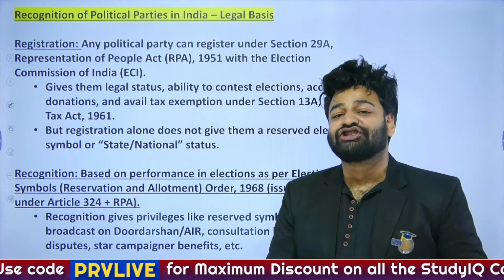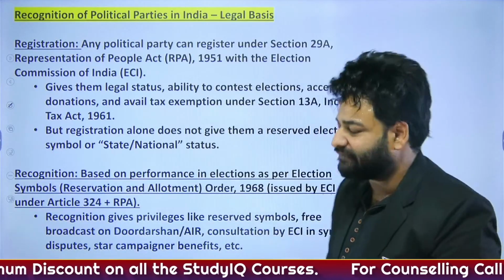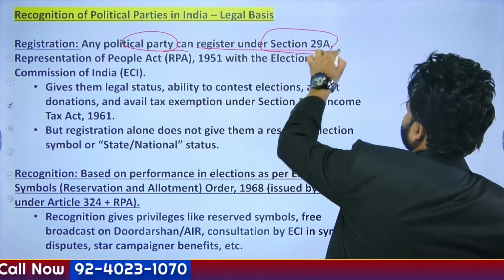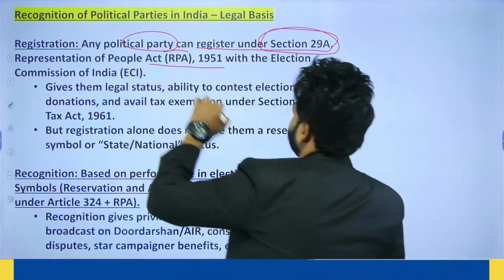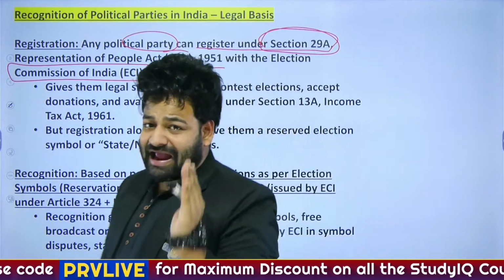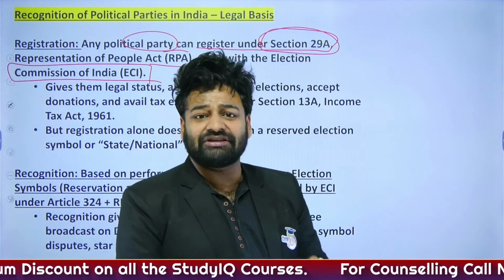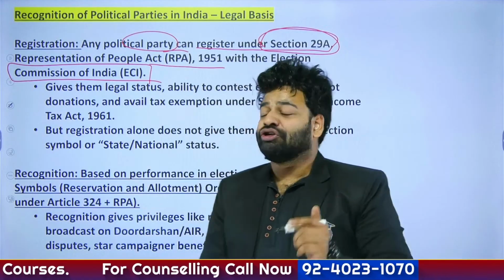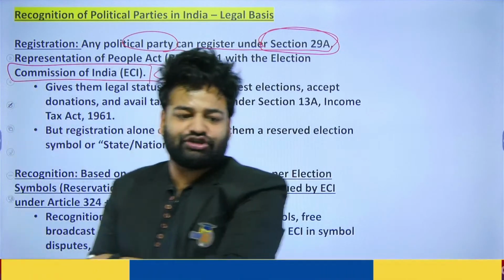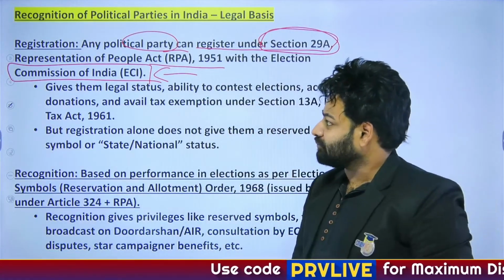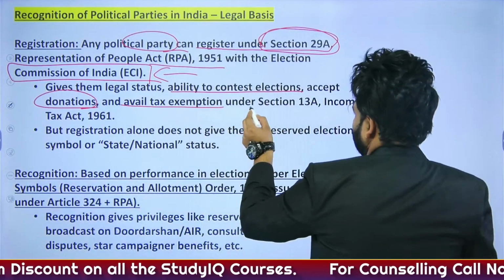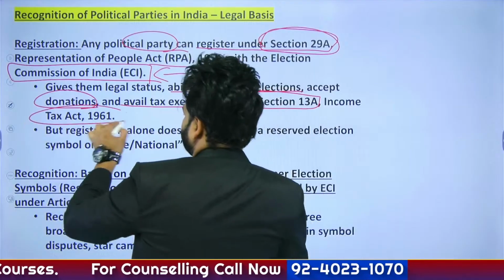So let's talk about the recognition procedure, how they are recognized as a state level or national level party. If we talk about registration, any political party can register under Section 29A of the RPA of 1951 with the Election Commission of India. So guys, please make the facts quite clear that any registered political party needs to be recognized, whether at the state level or the national level, through the Election Commission of India. And what is the statute that governs this? The Representation of People's Act of 1951. This gives them legal status, the ability to contest elections, accept donations and avail tax exemptions under Section 13A of the Income Tax Act of 1961.